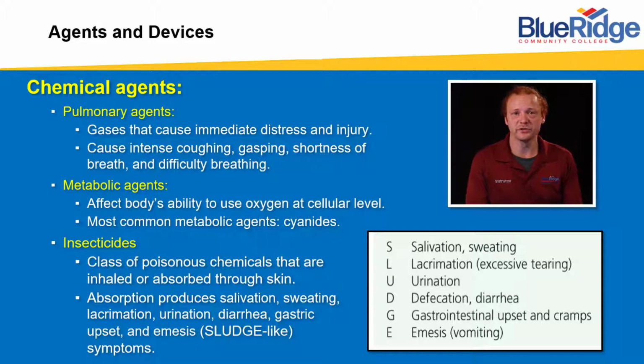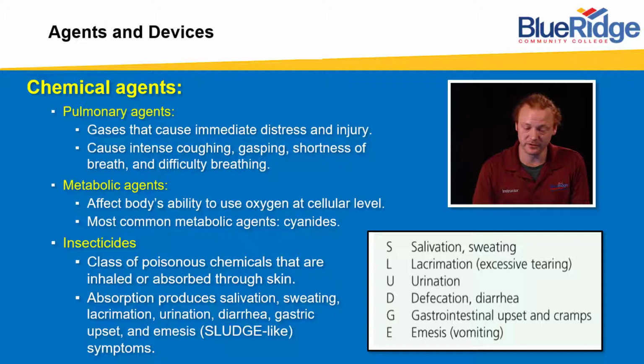The safety precautions for cyanide poisoning or exposures are the same as the precautions for intentional release by terrorists. You want to keep a safe distance and allow properly trained hazmat personnel to handle the situation. Insecticides are a class of poisonous chemicals that are inhaled or absorbed through the skin. Many insecticides are organophosphates. Absorption of organophosphates produces salivation, sweating, lacrimation, urination, diarrhea, gastric upset, and emesis, known as SLUDGE.